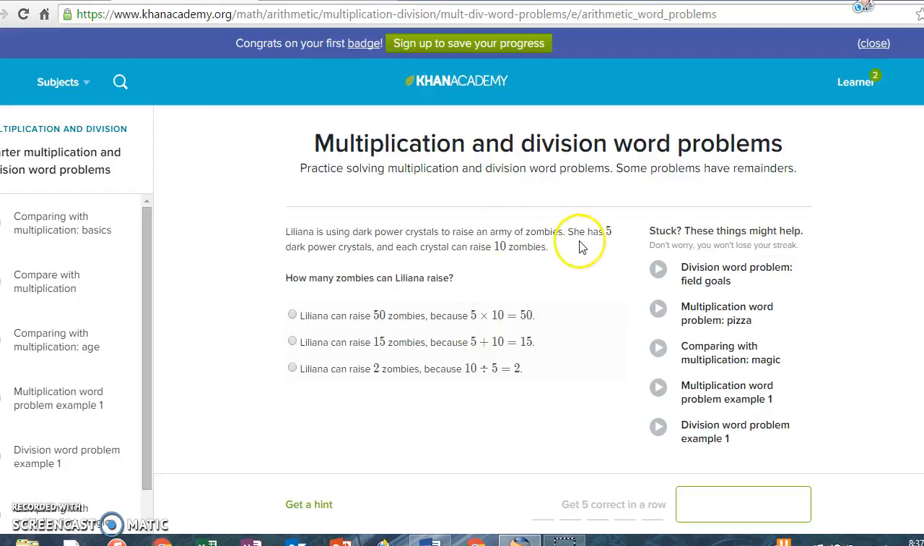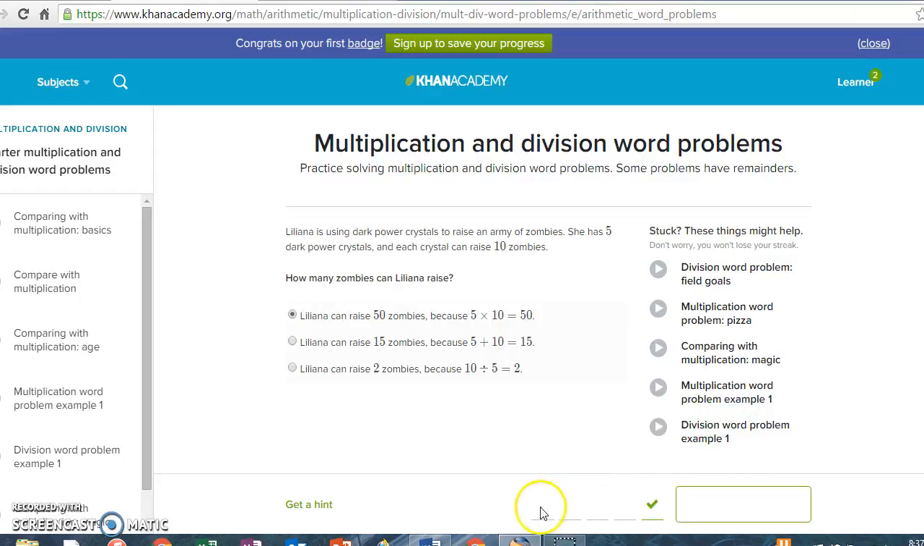Just an example: Liliana is using dark power crystals to raise an army of zombies. She has 5 dark power crystals. Each crystal can raise 10 zombies. So how many zombies can she raise? Well, she has 5 power crystals, and each can raise 10. So you're going to take 5 times 10, which equals 50. So I just did all of that, and then I would select the correct answer, and then check the answer.